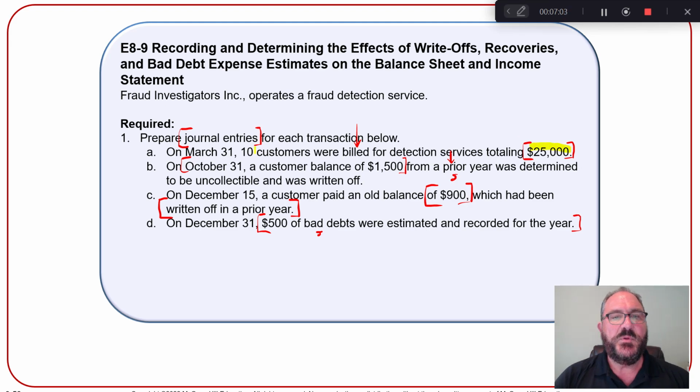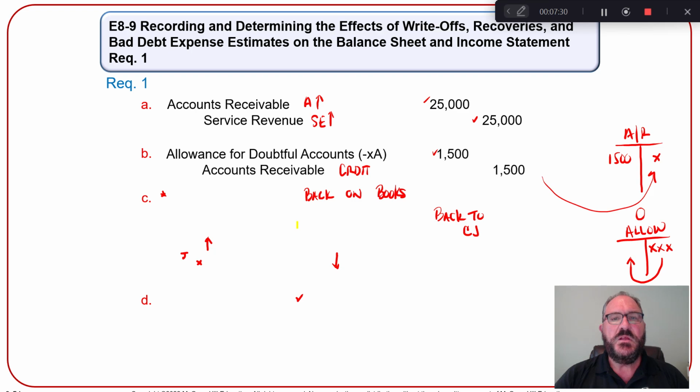Customers were billed for detection services totaling $25,000. 10 customers were billed. A customer balance of $1,500 from a prior year was determined to be uncollectible and written off. A customer paid an old balance of $900, which had been written off in a prior year. And on December 31st, $500 of bad debts were estimated and recorded for the year. They want us to prepare all this for Fraud Investigators, Inc. The first one, all we're doing is showing the accounts receivable and the service revenue, the $25,000.